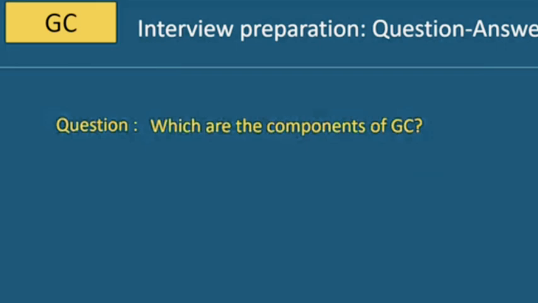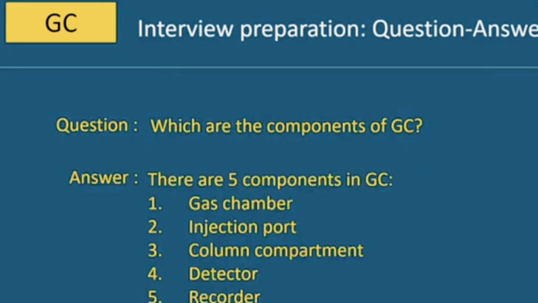Next question. What are the components of GC? There are five components in GC. First is gas chamber, second is injection port, third is column compartment, fourth one is detector, fifth is recorder.